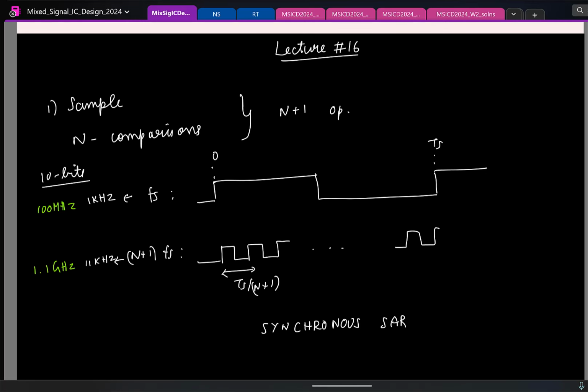That is, as of now I need this clock to exactly define when to start each operation, right? So the idea is we do some kind of self-timing. So we start the first operation, detect when that is getting over, start the second operation, detect when it is getting over, and keep doing that in a cycle. So let's see how we can do that, and this is what is called asynchronous SAR.